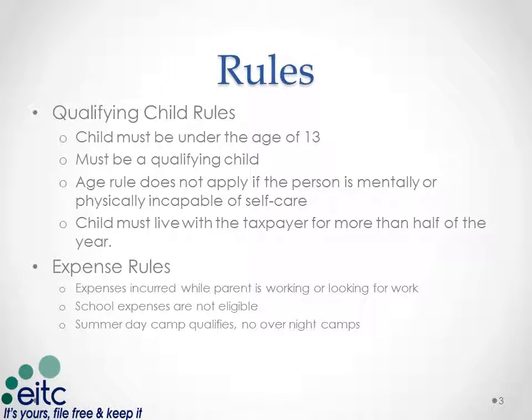Now let's go over some rules of the Dependent Care Credit. First off, there must be, obviously, an amount owed or an expense for daycare. The child must be under the age of 13 unless the person is mentally or physically unable to take care of themselves. The child must be a qualifying child and must have lived with the taxpayer for more than half the year. The expenses must have been incurred while the parent was working or looking for work. School expenses for the child are not eligible, and overnight camps are not eligible. However, summer day camp expenses do qualify.